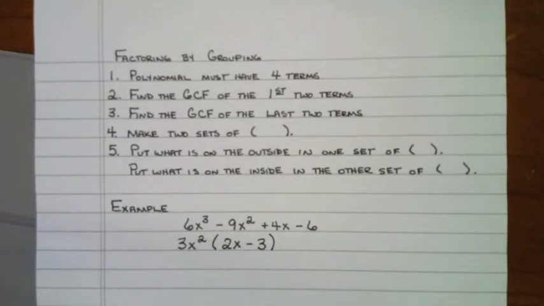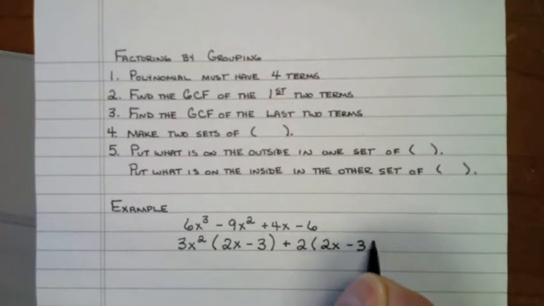Now I need to find the greatest common factor of the last two. What number will go into both of those? A positive 2. How do I get what goes inside the parentheses? I divide each one of these by 2. 4x divided by 2, 2x. Negative 6 divided by 2, negative 3.